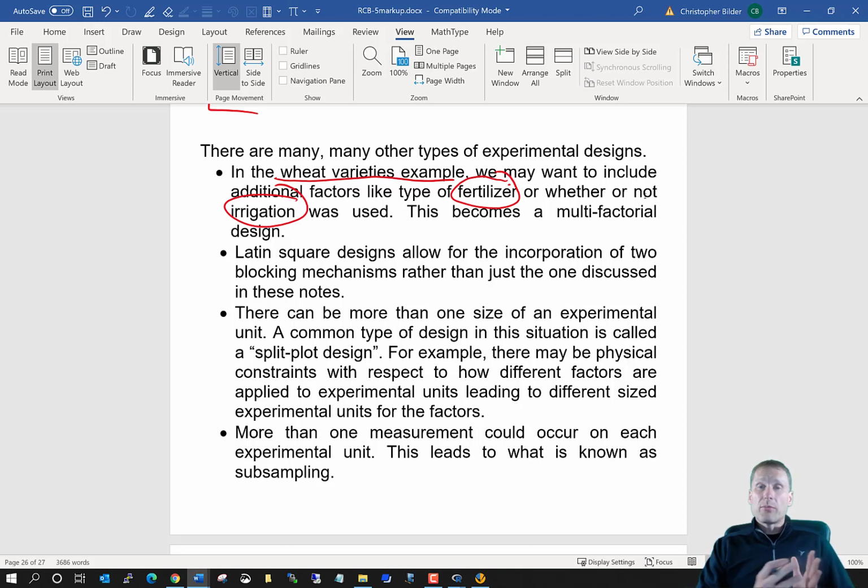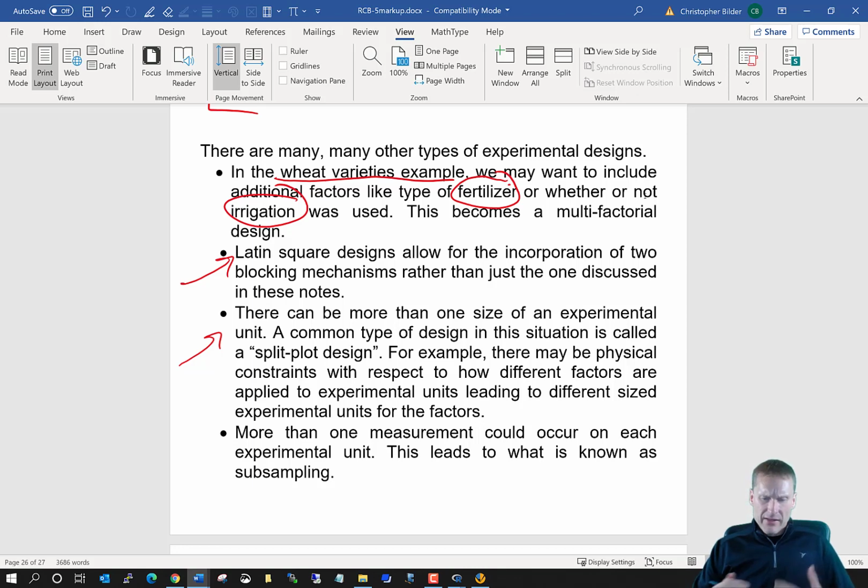And you can do a completely randomized design with this. You can do an RCB with it. You can do other experimental designs with it as well. Another kind of experimental design is what's called a Latin square design. And what that allows you to do is to not just have one type of block, but actually 2 types of blocks.